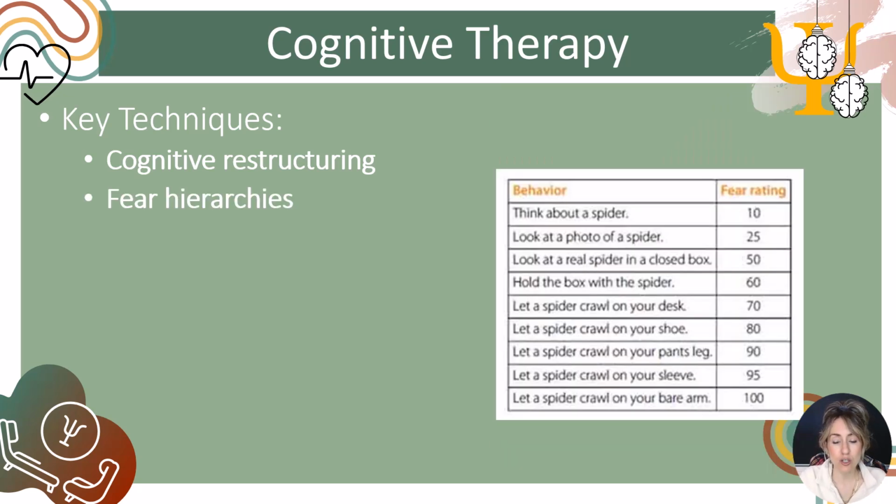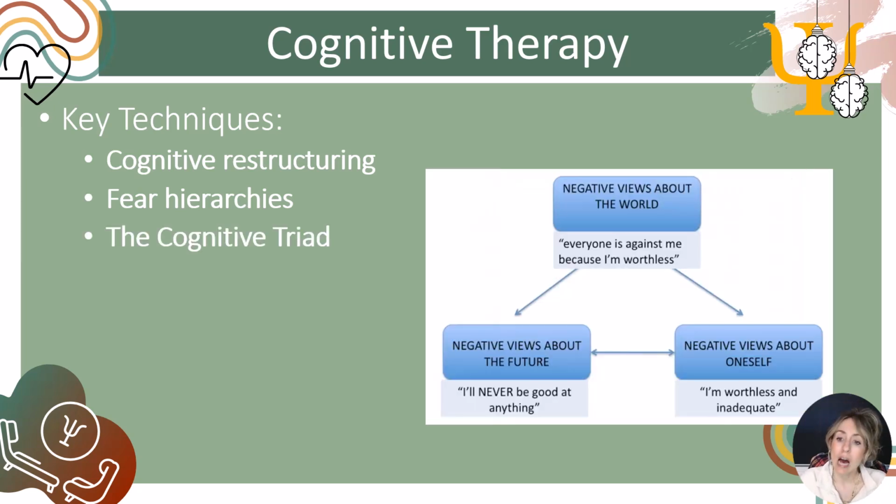Fear hierarchies: particularly for people dealing with anxiety or phobias of any kind, you come up with a hierarchy of things from less frightening to more frightening, as a way to organize your thinking around the topic. And then there's working with the cognitive triad, specifically with depression. The cognitive triad is about negative views of the world, negative views of oneself, and negative views about the future, and how all three of those can lead to the increasing worthlessness or helplessness that people feel when struggling with depression.